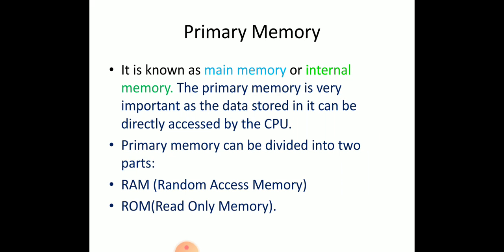First we will see about primary memory. It is known as main memory or internal memory. Internal means inside the computer. The primary memory is very important as the data stored in it can be directly accessed by the CPU. Primary memory can be divided into two parts: RAM and ROM, that is random access memory and read only memory.